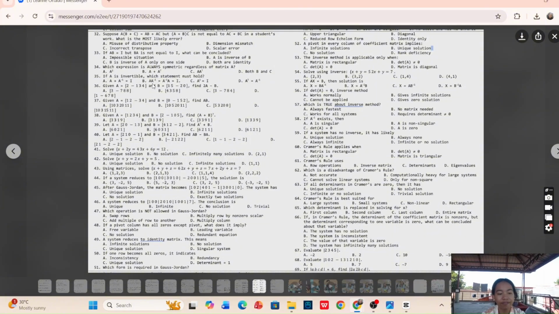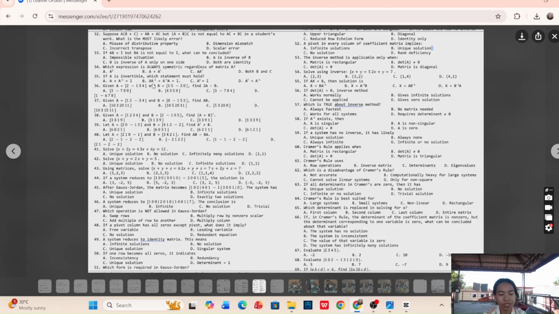Number 50. If one row becomes all zeros, it indicates A. Inconsistency, B. Redundancy, C. Unique solution, D. Determinant equals 1. The correct answer for number 50 is letter C. Or letter B rather. A row of zeros shows redundancy in the equations. So letter B is the right answer for number 50.